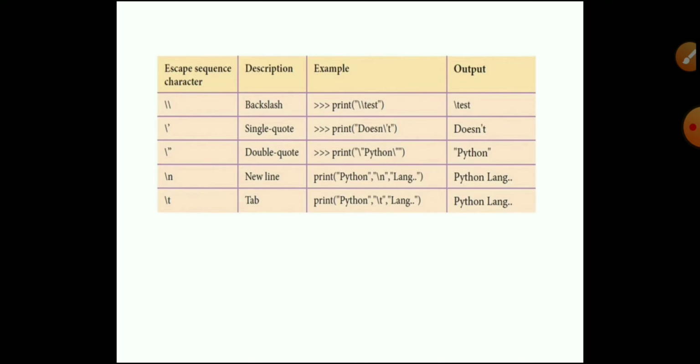Next to last one, slash t. Okay, print Python slash t. What is backslash t? That is the tab. Okay, tab means space is left, and Python is displayed, then after the space the language will display.